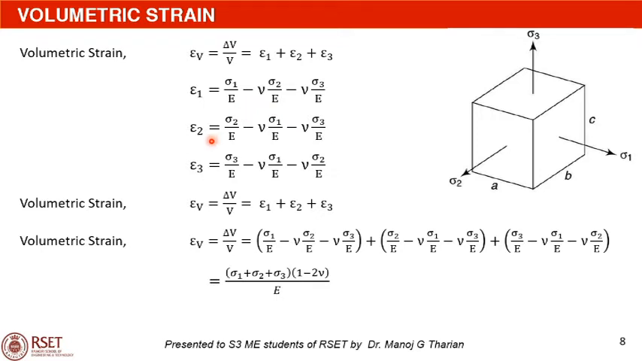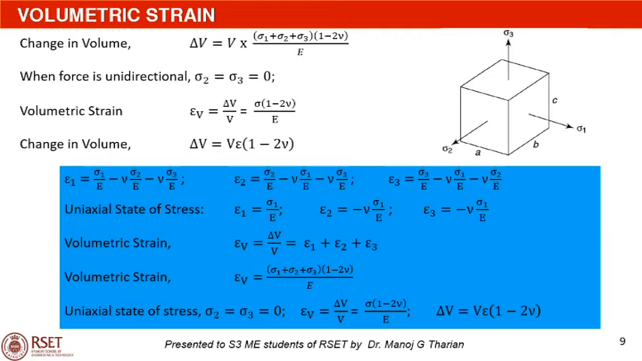Similarly, epsilon 2 is equal to sigma 2 by E minus nu into sigma 1 by E minus nu into sigma 3 by E. And epsilon 3 is equal to sigma 3 by E minus nu into sigma 1 by E minus nu into sigma 2 by E. Now, when you substitute these expressions for epsilon 1, epsilon 2 and epsilon 3 in the expression for epsilon V, we will get this expression shown here. On simplifying, we get epsilon V is equal to sigma 1 plus sigma 2 plus sigma 3 into 1 minus 2 nu divided by E, where E is the Young's modulus.